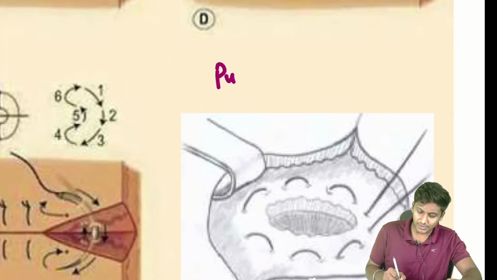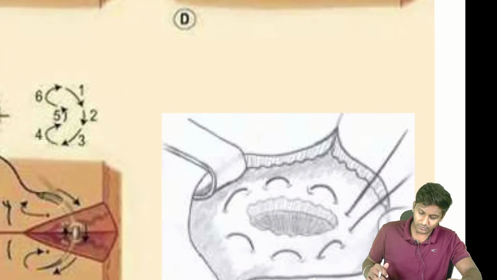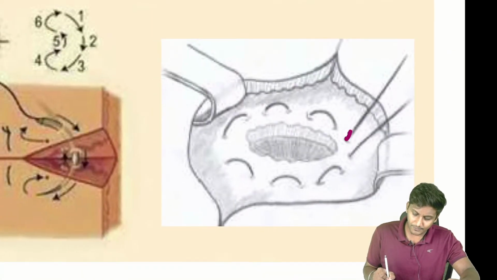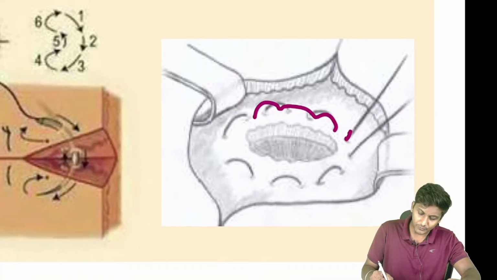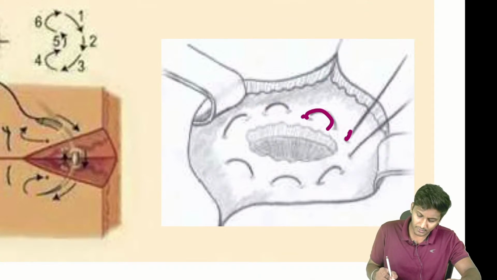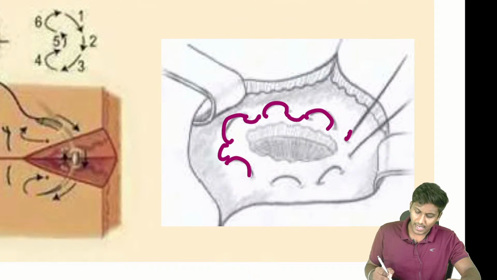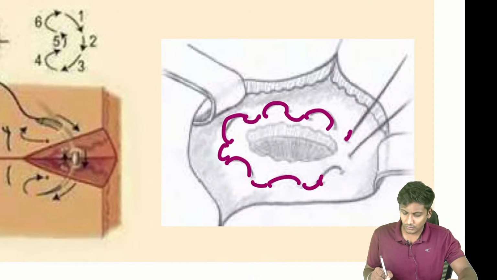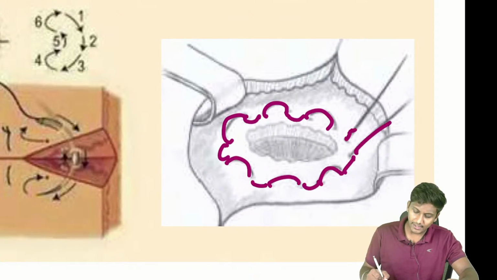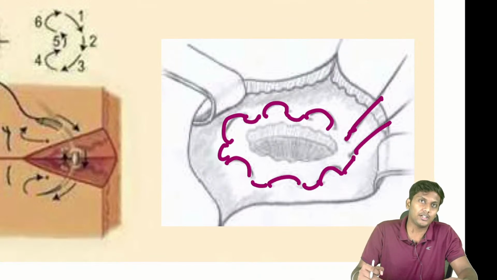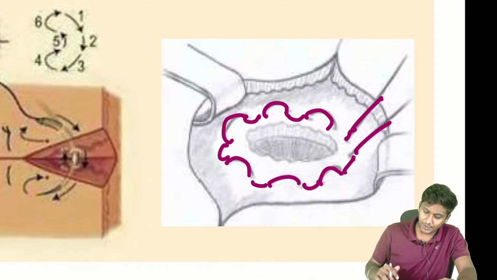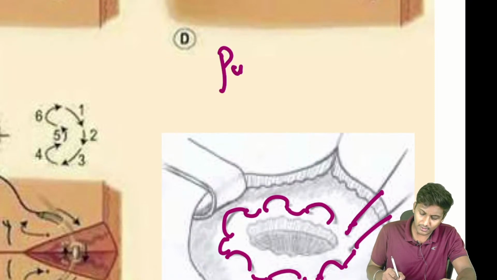What is a purse string suture, and why is it important? Purse string suture means we are taking multiple bites, and after that, finally, we are going to tie both the ends over here. This is what is called a purse string suture. This is classically known as the purse string suture.